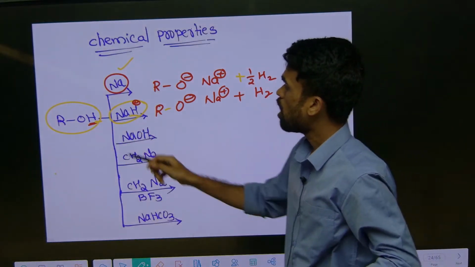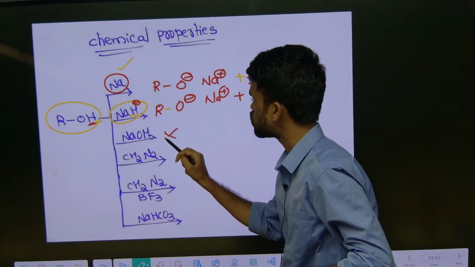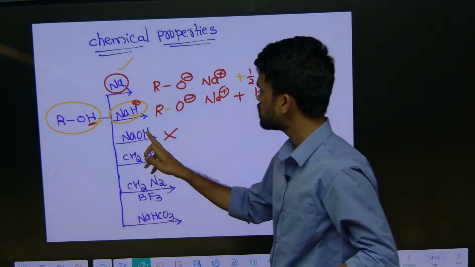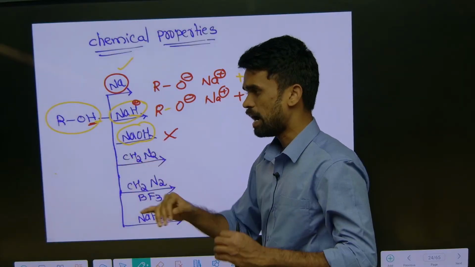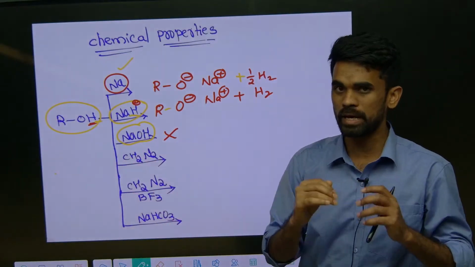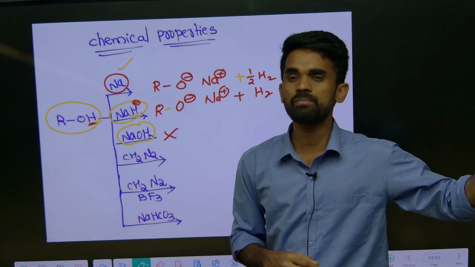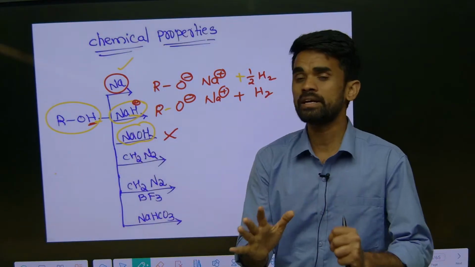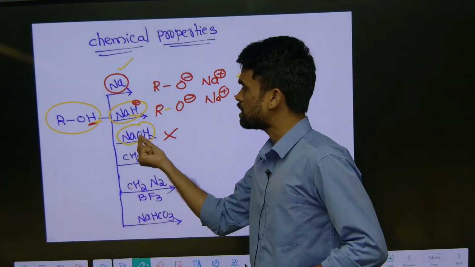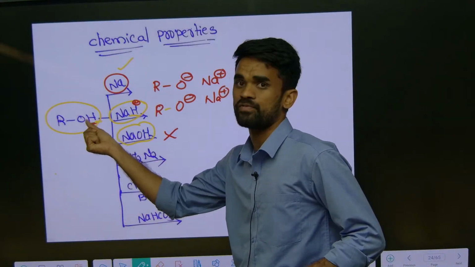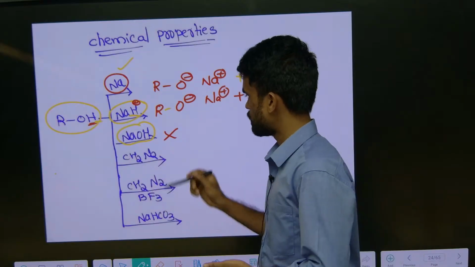Now, alcohol does not react with sodium hydroxide. We know sodium hydroxide is a strong base by comparison to ammonium hydroxide, which is a weak base. But this NaOH is not strong enough to abstract this proton from alcohol. So remember this.